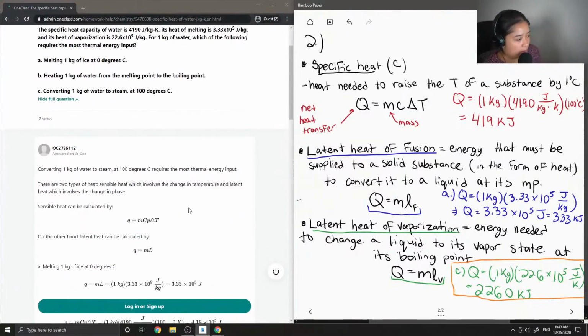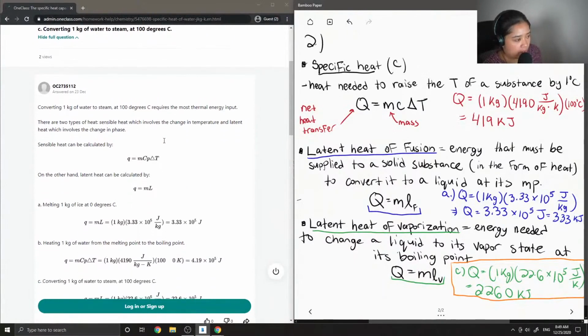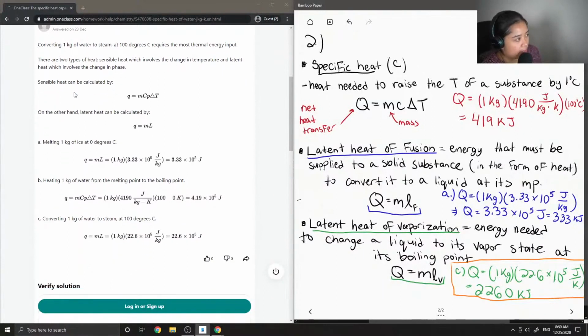Okay, so let's see what the junior tutor said. Converting 1 kilogram of water to steam at 100 degrees Celsius requires the most thermal energy input. There are two types of heat, sensible heat, which involves the change in temperature, and latent heat, which involves the change in phase. Sensible heat can be calculated by Q is equal to mc delta T, and on the other hand, latent heat can be calculated by Q equals mL.